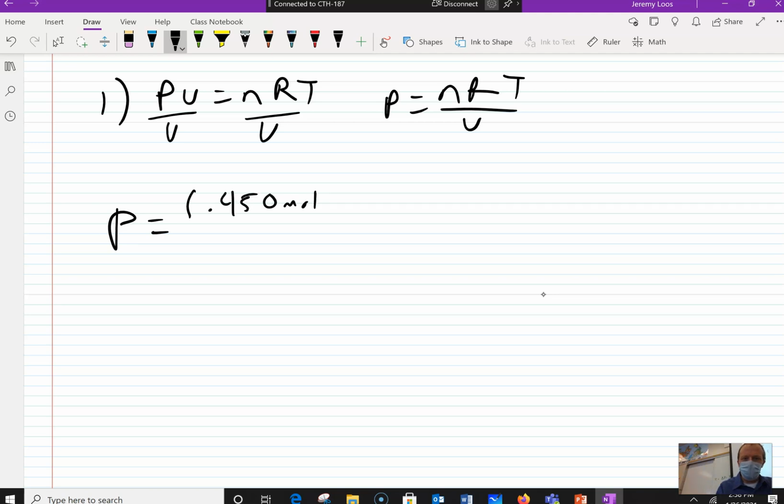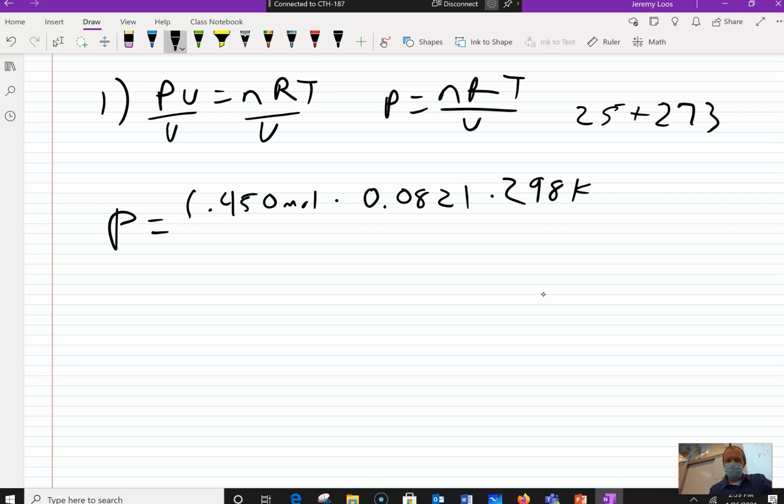0.50 moles. And then R, remember, I don't need to be told that. That's a magic number that makes this work. I can just put that in, 0.0821. I am going to have to convert my temperature, as usual with all these gas laws. What's my number to convert? 273. There you go, 298 Kelvin.